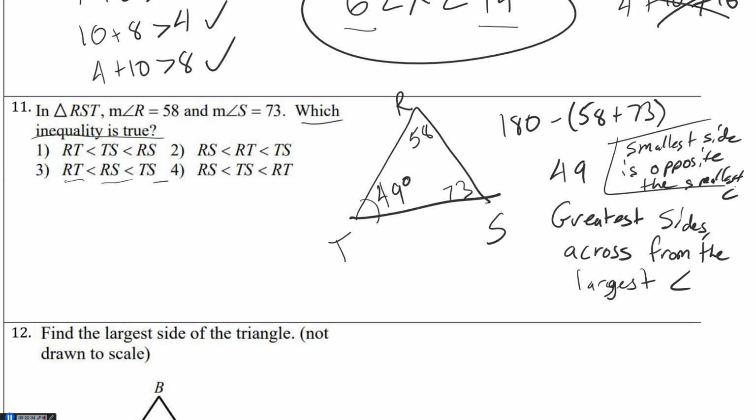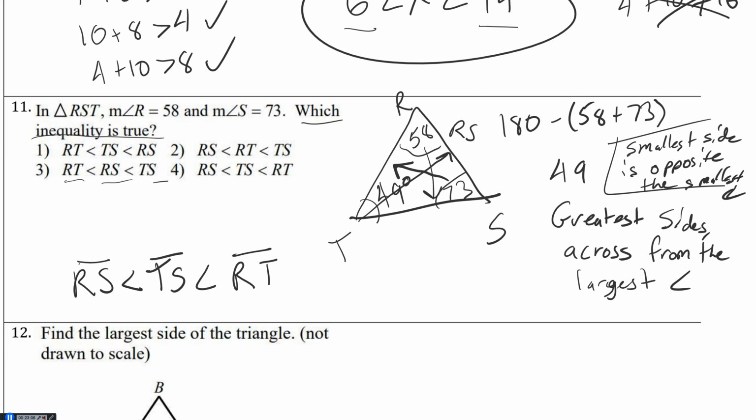So I'm looking at this picture right here, and I notice that 49 degrees is my smallest angle. So across from that is side RS. So RS has to be my smallest side. And then my next smallest angle is angle R, this 58 degrees. So the middle side has to be side TS. And the largest angle, that's 73 degrees, is right across from the largest side, RT. So the correct answer here would be choice 4.